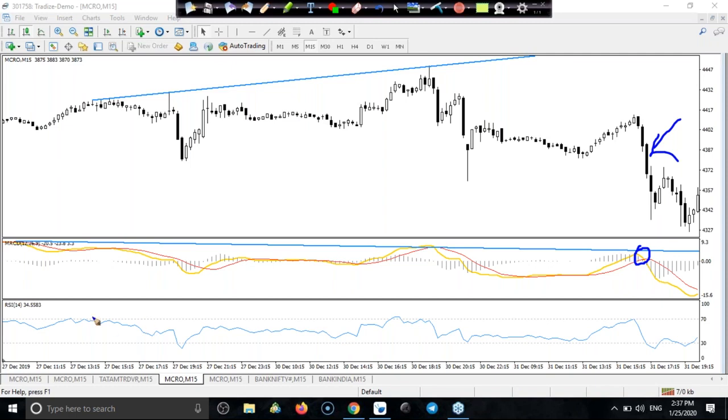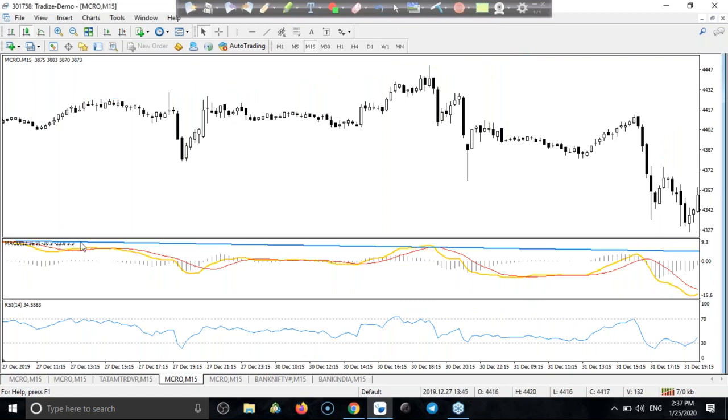And even if you want to see, price is falling continuously. That is called divergent trading strategy. Don't enter directly without divergent confirmation. All right, is it clear?